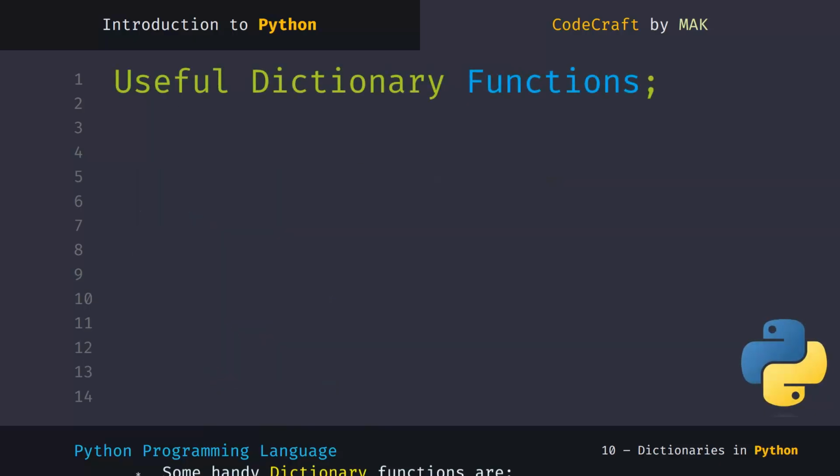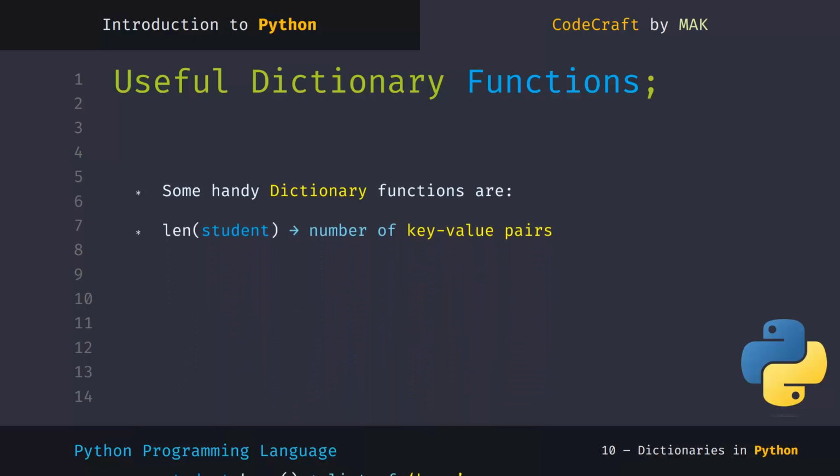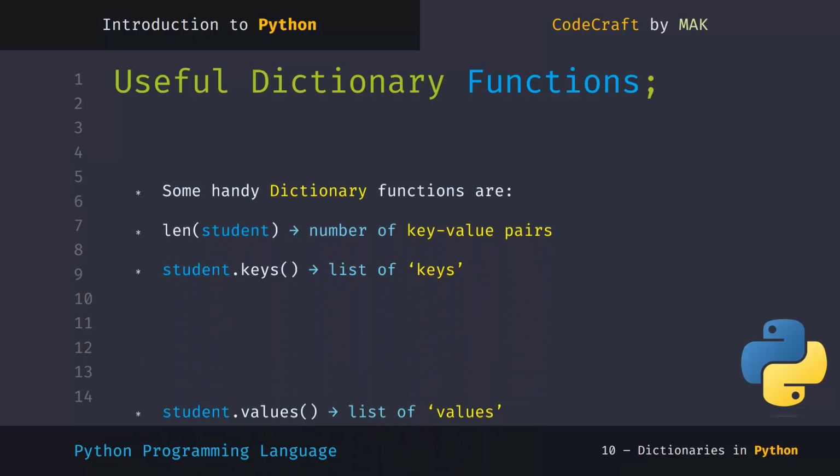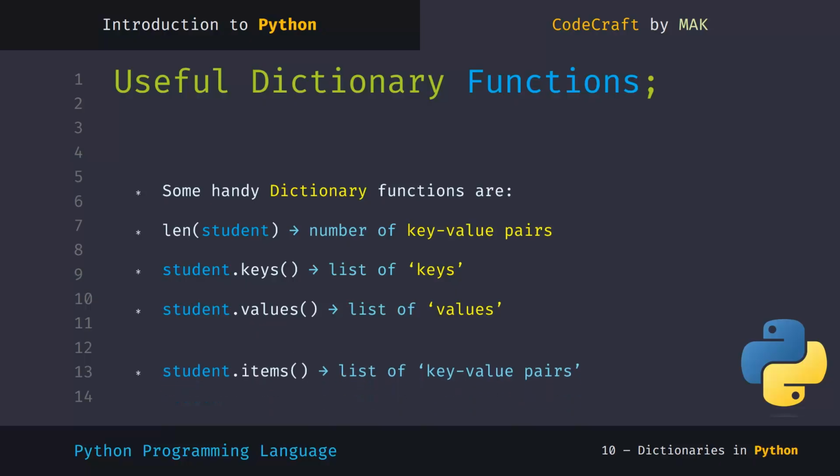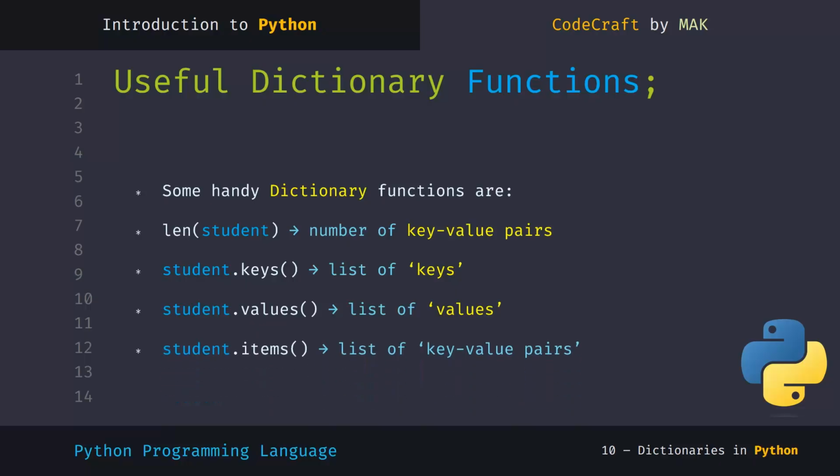Some handy functions for dictionaries are length of student means number of key value pairs, student.keys list of keys, student.values list of values, and student.items list of key value pairs.